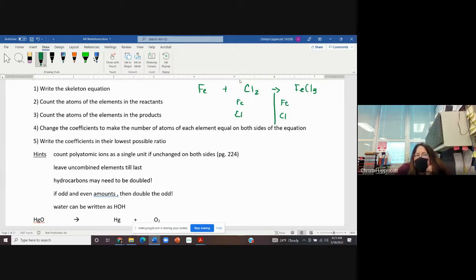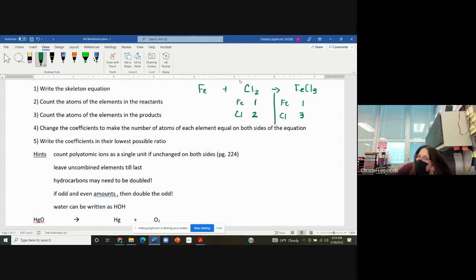Once you're done with that, count how many of each you have. Over here, I have one of these, and I have two of these. Over here, I have one of these, and I have three of these. All right. I can't go up and just change this to a 3. I cannot touch these subscripts. Naughty, naughty, naughty. Don't do it. All right. So these here are not balanced.